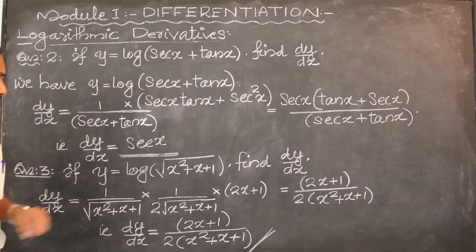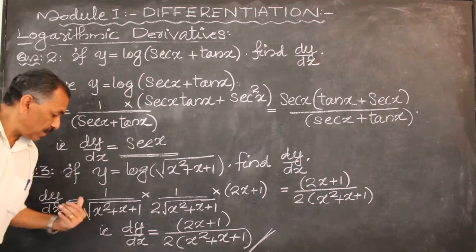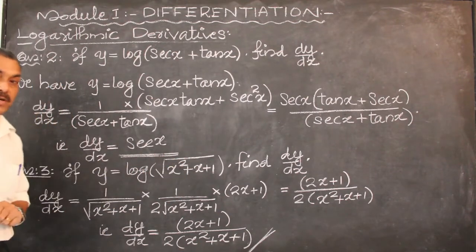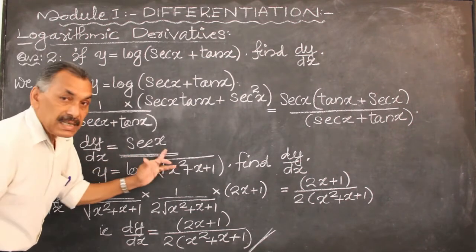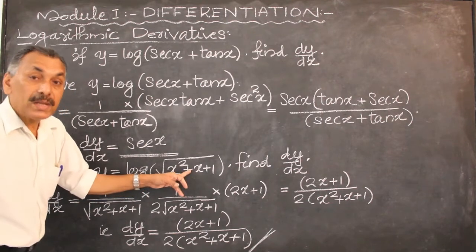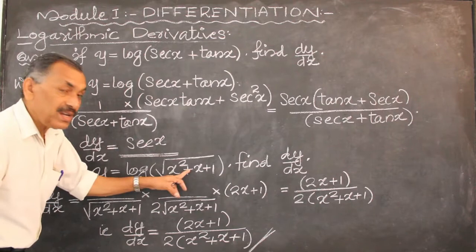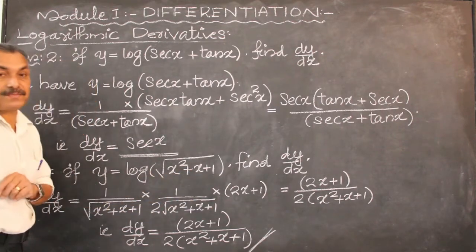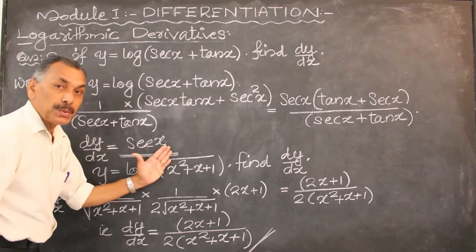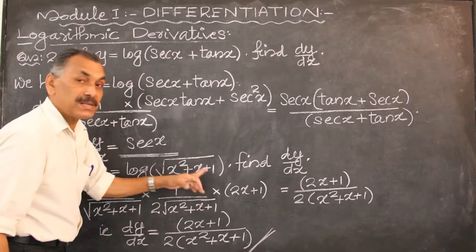Then again, this is log u, and the derivative of log u is 1 by u, that is 1 divided by root of x square plus x plus 1. Then the derivative of root v is 1 by 2 root v, here 1 by 2 root of x square plus x plus 1, and the derivative of v, x square plus x plus 1.